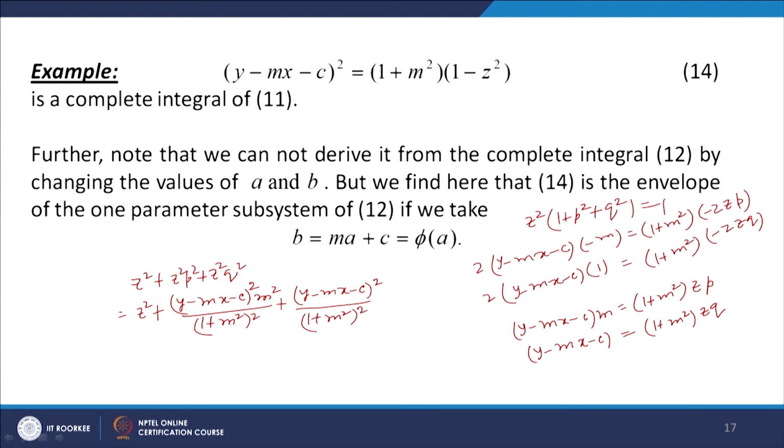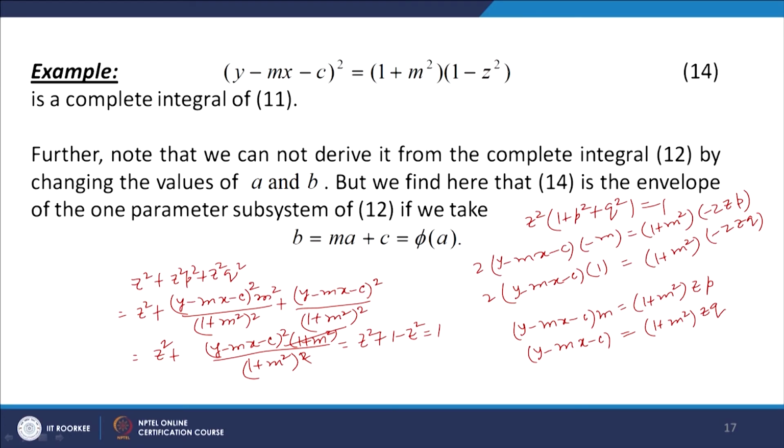Now, this is z square plus, we can take 1 plus m square whole square. So, we get y minus mx minus c whole square into 1 plus m square divided by 1 plus m square whole square. So, this one power will cancel with this here. Now, y minus mx minus c whole square upon 1 plus m square is 1 minus z square. So, this is z square plus 1 minus z square, and this gives you 1. So, this is a complete integral of equation 11.